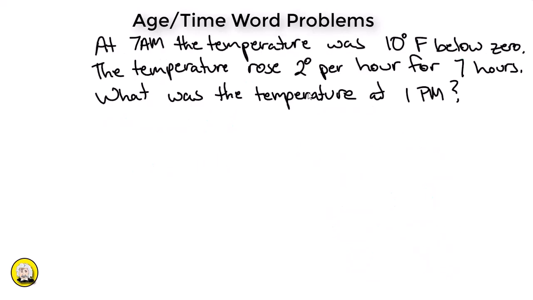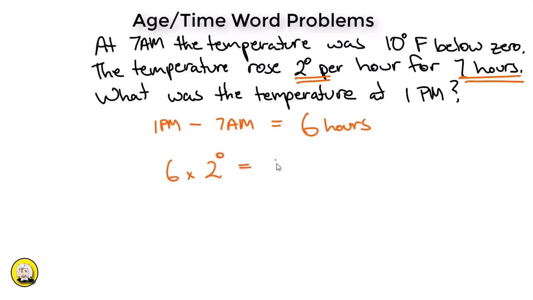At 7 a.m., the temperature was 10 degrees Fahrenheit below zero. The temperature rose 2 degrees per hour for 7 hours. What was the temperature at 1 p.m.? Well, the first thing is not to be fooled by these 7 hours. 1 p.m. minus 7 a.m. equals a total difference of 6 hours, not 7 hours. So don't multiply the 2 degree change by 7 hours. It's only 6 hours worth of changes. So 6 hours times 2 degrees per hour equals plus 12 degrees higher than our starting point.